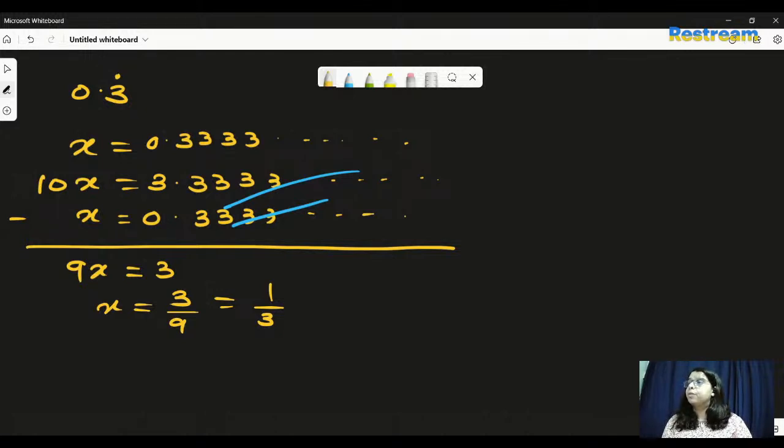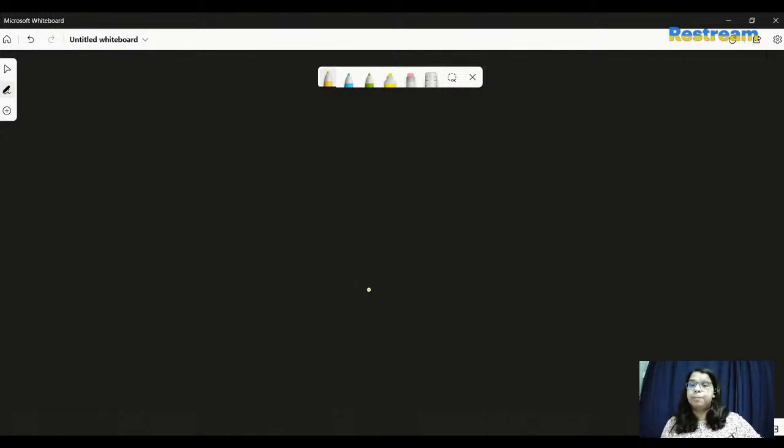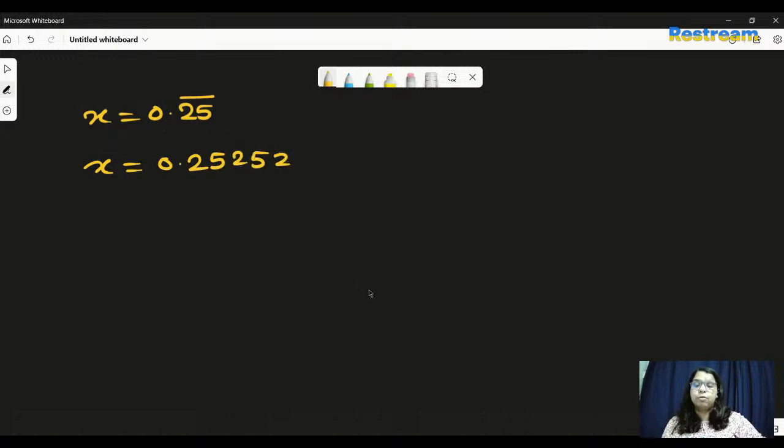Okay. We are going to do one more example of recurring decimals. Let's say I have my x is equal to 0.25 recurring. The whole 25 is recurring. So what it means is my x looks like this: 0.25, 25, 25, 25, dot, dot, dot.